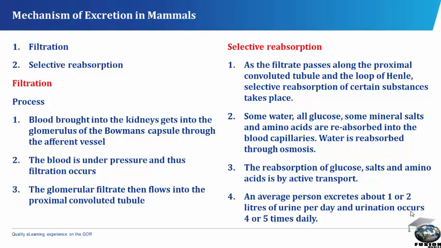The barrier formed by the endothelial lining of the glomerular capillaries and the basement membrane of the Bowman's capsule retains molecules above a certain size while allowing smaller ones to pass through it.